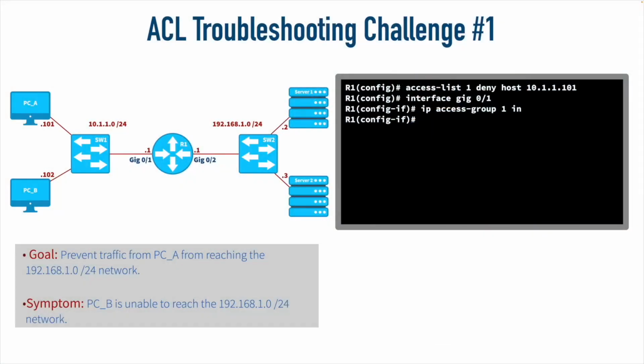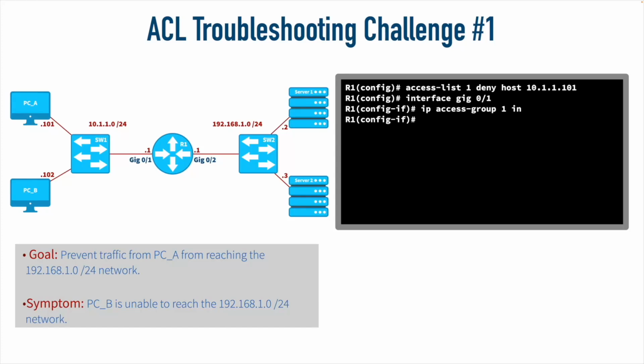Here's the first one. Given this topology on screen, and given the configuration for R1 that you see on screen, here's the goal we have. We want to prevent traffic from PCA from reaching that network on which the servers live, 192.168.1.0/24. However, the symptom is, even though we're just trying to prevent PCA from getting to that network, we're also preventing PCB. And if you look at our configuration, at no point did I say I want to deny PCB, so your challenge is to take a look at this topology and the configuration and determine why PCB's packets are being dropped. You might want to pause the video as you troubleshoot this, then resume the video and we'll go through a solution.